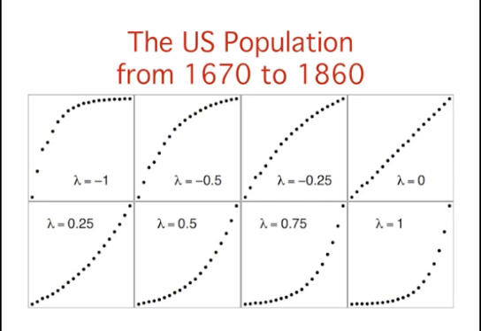Here we see the US population plotted as a function of year for the years 1670 to 1860. The population is transformed based on the values of lambda shown. Notice how the scatter diagram smoothly morphs from concave to convex as lambda increases. Thus, intuitively, there is a unique best choice of lambda corresponding to the most linear graph. It is clear that the relationship is most linear for lambda equals 0, a logarithmic transformation.